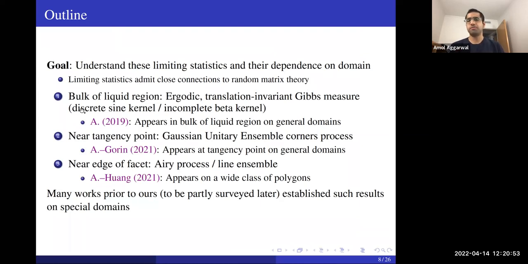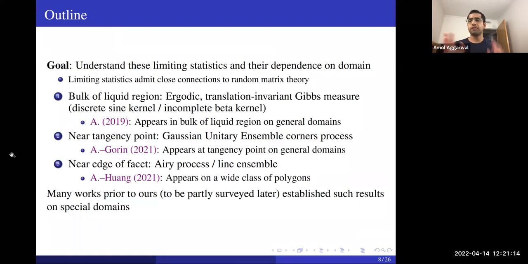The next example will be near the tangency location, and in that situation, you'll see a variant of what is known as the GUE, or Gaussian Unitary Ensemble, corners process. Again, there'll be a fairly general set of domains for which this can be proven.